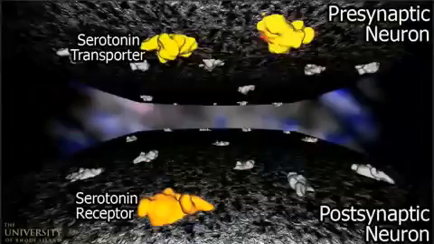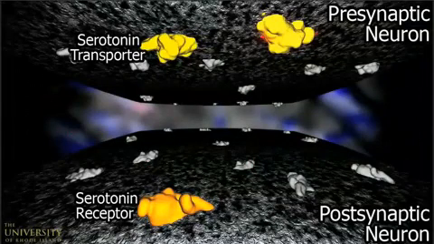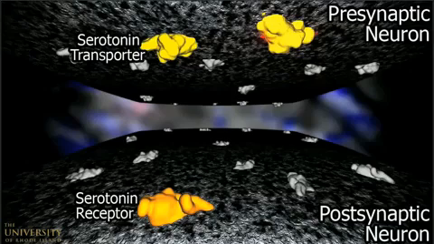This communication takes place in the spaces between neurons known as synapses. This scene shows a presynaptic neuron on top, a postsynaptic neuron below, and the gap of synaptic space in between. The three proteins essential to serotonin's mechanism are shown in yellow, while the neuron's other proteins are rendered less prominently.